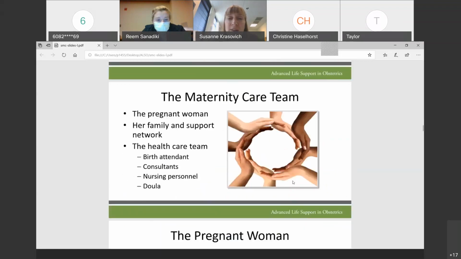We look at who's on that maternity care team. So that team actually includes the pregnant woman and her family or support network, as well as the healthcare team, which might include a birth attendant, consultants, nursing personnel, maybe even a doula or some other type of support person.